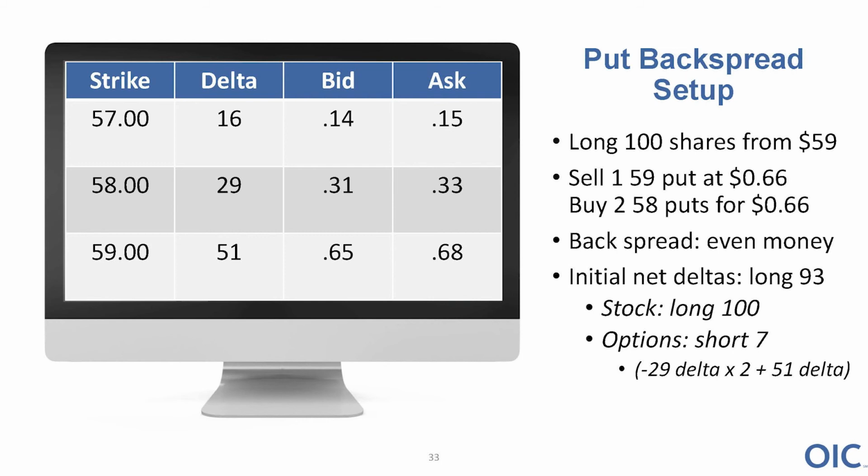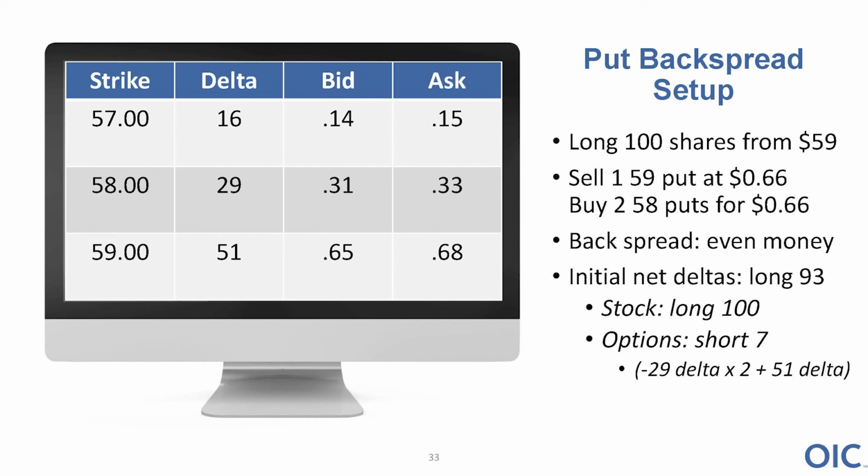Once again, for those who like to see how this looks from their delta position, if you were to calculate your deltas, this position would have a net long 93 deltas. Stock obviously has 100 delta. The put that you sold, the 59 put, has a 51 delta. That would be 51 positive deltas. And the 58 puts that we bought have 29 short deltas each, so 58 minus 51 is a net short 7 deltas. So 100 minus 7 is 93.